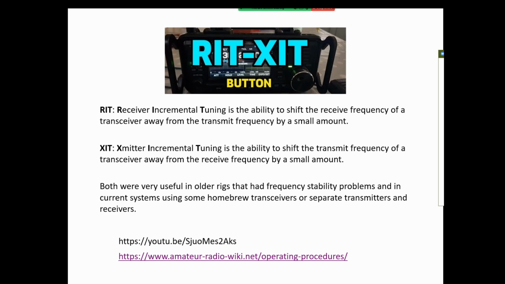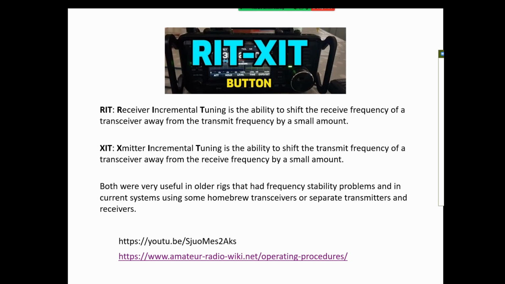We look at another couple of buttons, I guess. Sometimes they're on the same button, and you basically cycle between the two screens. But the RIT and the XIT. RIT is the receiver incremental tuning, the ability to shift the receive frequency of a transceiver away from the transmit frequency by a small amount. So basically you're in effect tuning it.